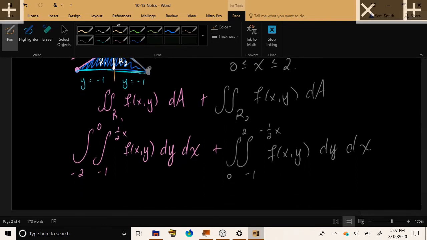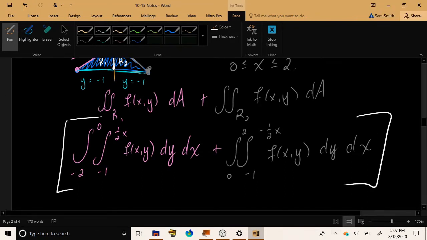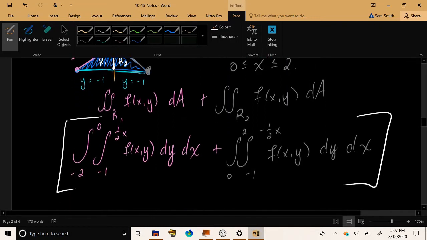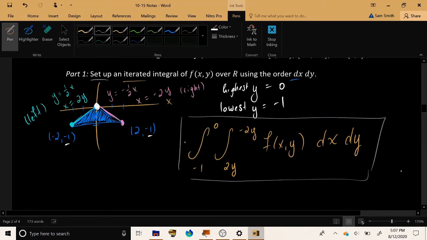So in order to integrate the region with the limits dy dx, we actually need two separate iterated integrals because the top function for the region changes as soon as we hit this cusp here, the corner, this vertex of the triangle. Now this example is meant to demonstrate that from time to time, one order of integration will be demonstrably clearly superior to the other.